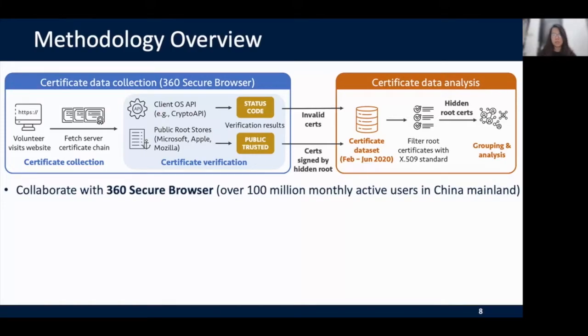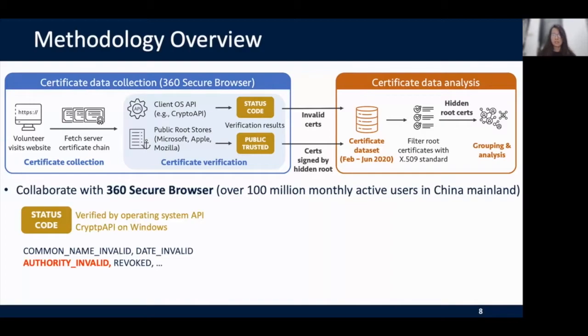When one volunteer user visits a website through HTTPS, the browser does 2 checks on the certificate chain. The first one is the regular verification, by calling the API of the operating system, such as the crypto API on Windows, and logs the results to a status code. Each bit of the code indicates one type of error, such as common name invalid and date invalid. Particularly, the authority invalid bit reveals whether the root is located in the client-side root store.